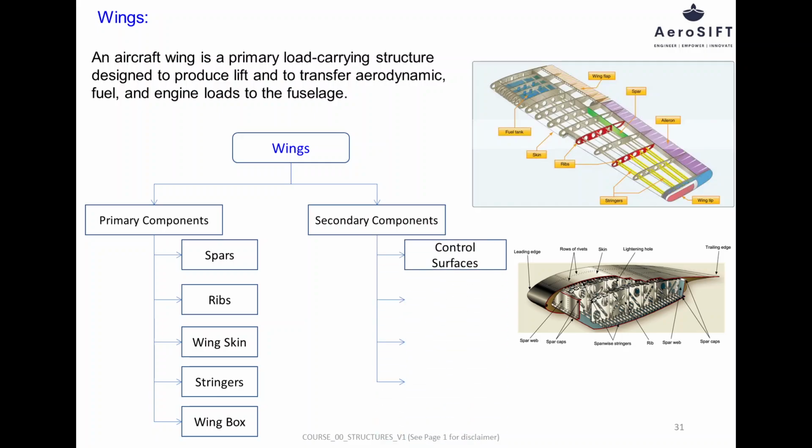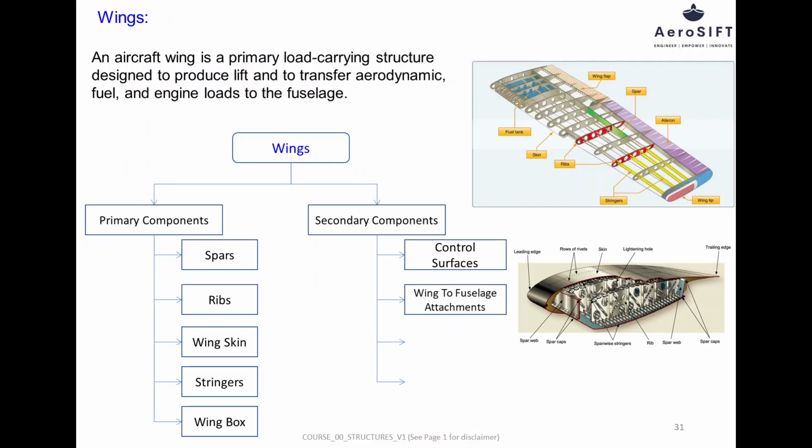Secondary components. Wing control surfaces, such as ailerons, flaps, and spoilers, are attached to the wing and are used to control aircraft roll, lift, and drag. Structurally, they carry aerodynamic loads locally and transfer them to the wing through hinges and actuators. Although essential for control, they are considered secondary structures because their failure does not immediately cause structural collapse.